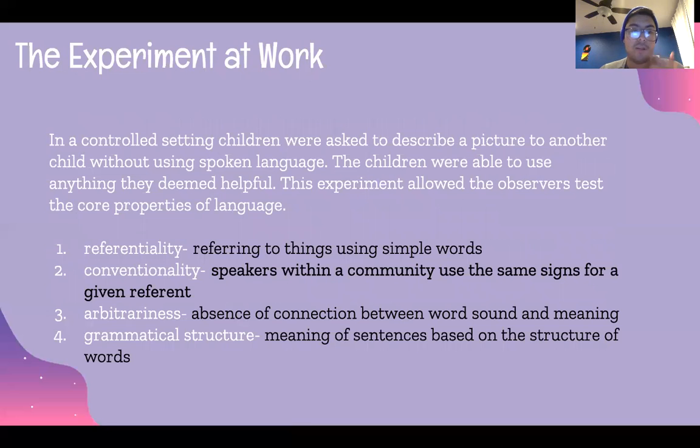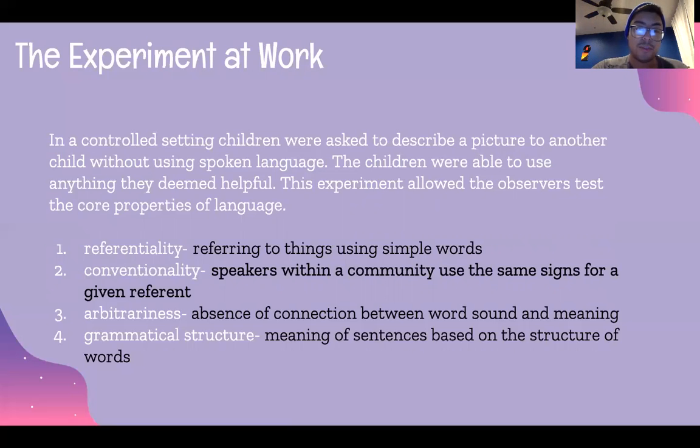So, the experiment at work. Like I said, the children were asked to describe a picture to one another without using any spoken language. The children were able to use any gestures that seemed helpful. And during this experiment, the observers tested the core properties of a language. We'll get into it right now.